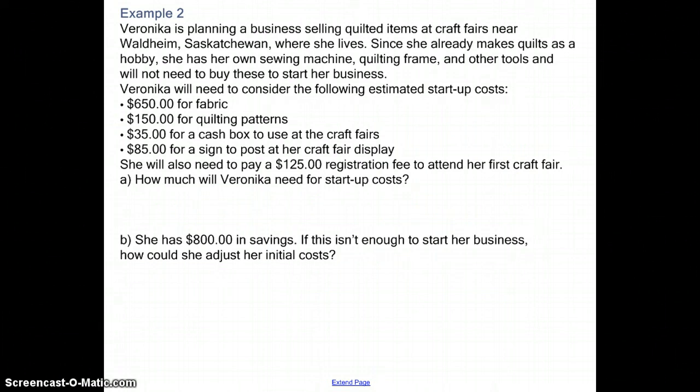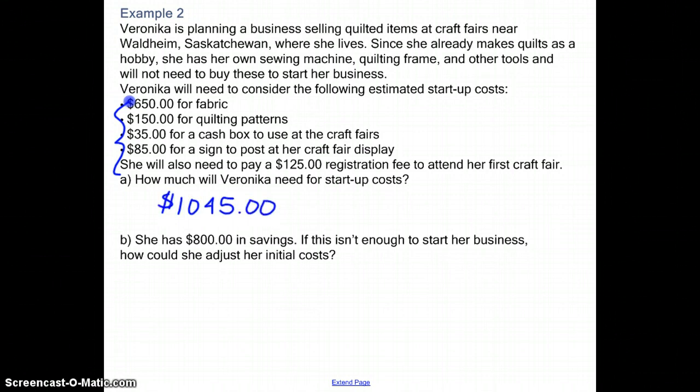Veronica is planning a quilting business near Waldheim, Saskatchewan. She needs these things in order to start her business. How much will she need for startup costs? So all we need to do is add up all of those things, and you should get a total of $1,045.